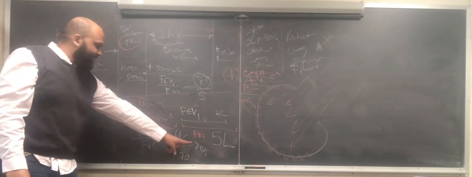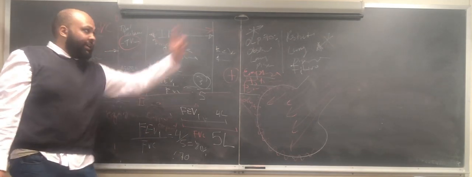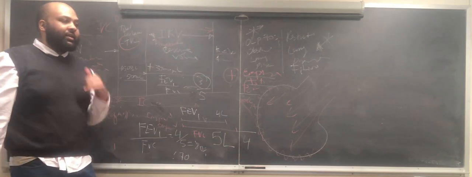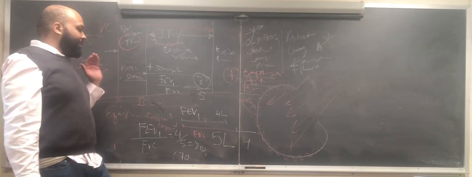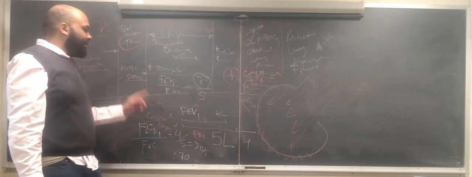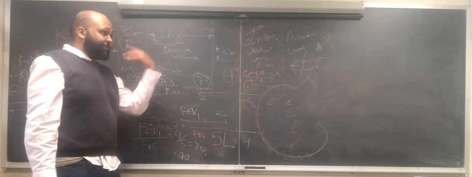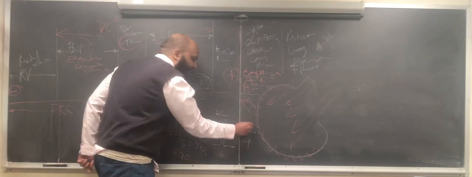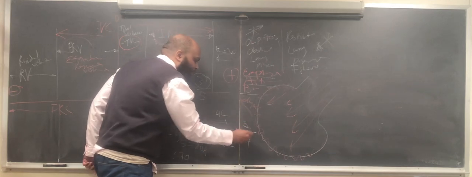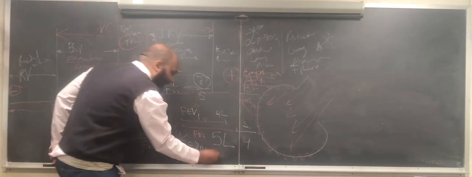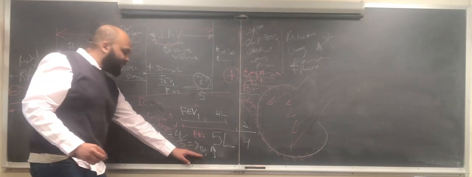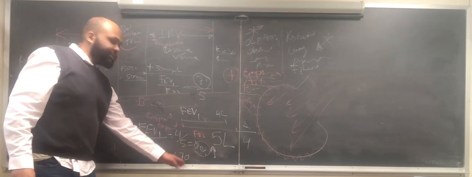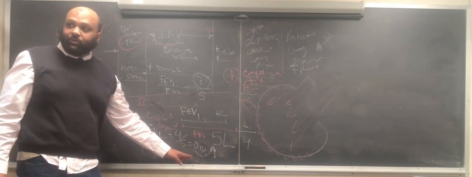So my FVC that was supposed to be 5 liters in a patient with restrictive lung disease is going to drop down to 4 because not a lot of air came in. And when I am expiring, I'm going to expire a lot of air, but it's going to be definitely low because it's going to be like 3 out of 4 or 2 out of 4. So the ratio is going to be high. So healthy is when you're 80. Obstructive is when you're 70.